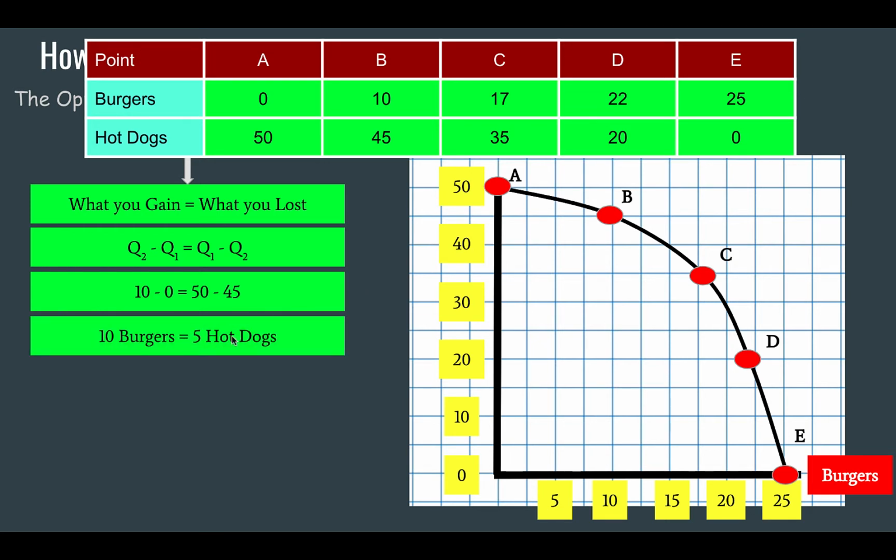Again, I'm really stressing this loads and loads. Write the commodity that you are gaining on the left and the commodity that you are losing on the right. Make sure you do that. So it's 10 burgers equals 5 hot dogs.